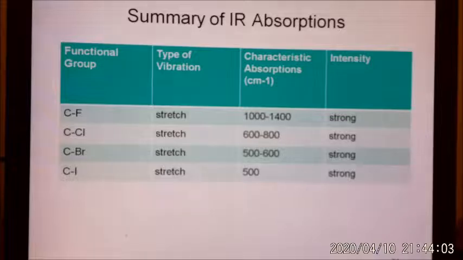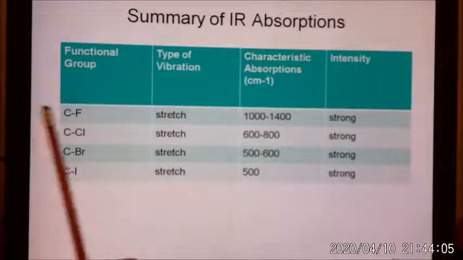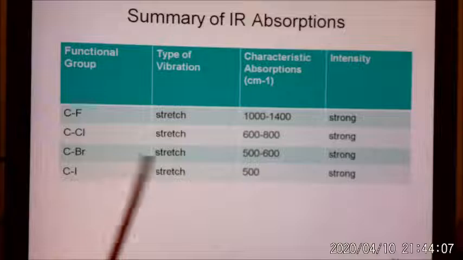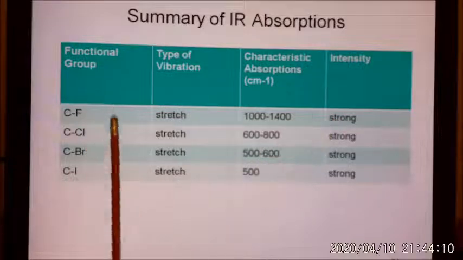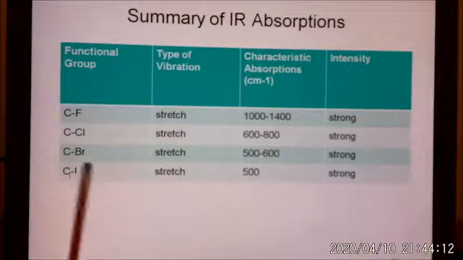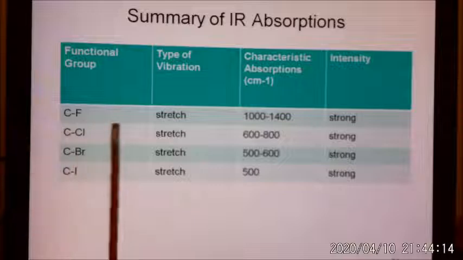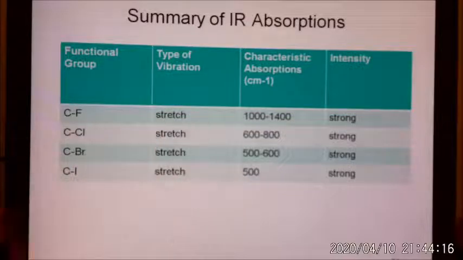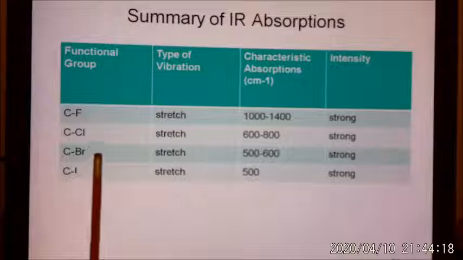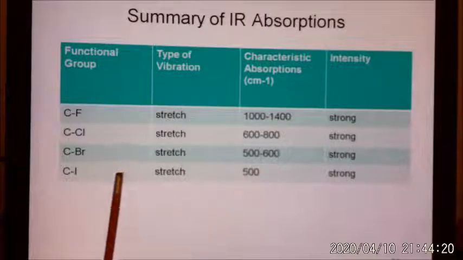Okay, so let's do a little longer here. Carbon fluorine, 1000 to 1400. Strong. These are all strong because of their polar bonds. Carbon chlorine, 600 to 800 in the fingerprint region. Carbon bromine, 500 to 600, and carbon iodine as well, around 500.